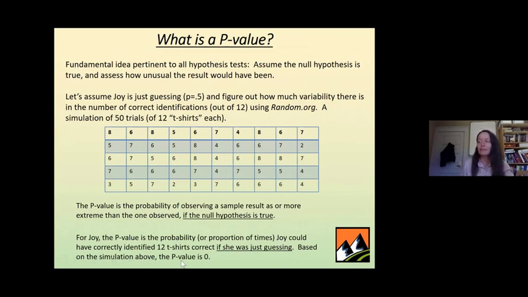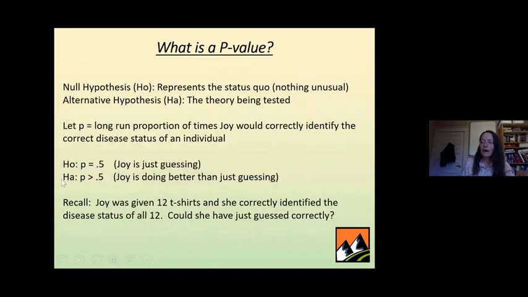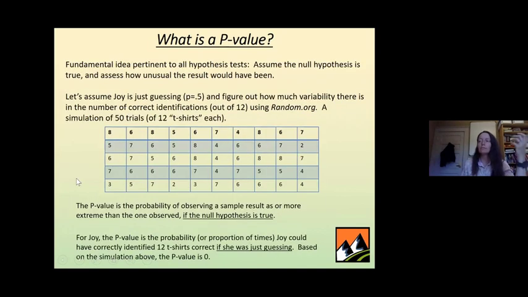So that probability is the p-value. The smaller the p-value, the more evidence we have in favor of Joy doing better than just guessing. The more unlikely it is that we could have observed what we did just by chance, then if it's really unlikely that that could have happened, it's giving us evidence that she's not just guessing. She's doing better than just guessing. There's something else that's causing her to make these correct decisions. And that's the premise behind a p-value.